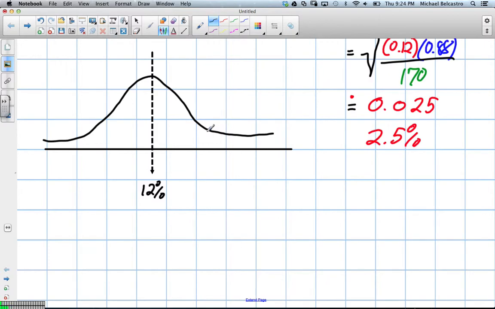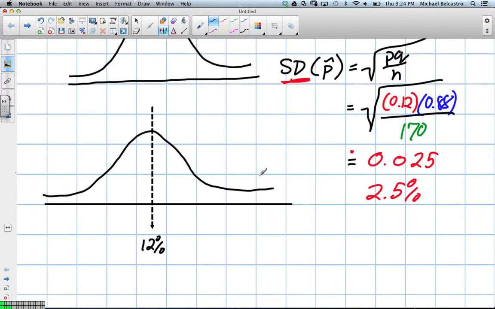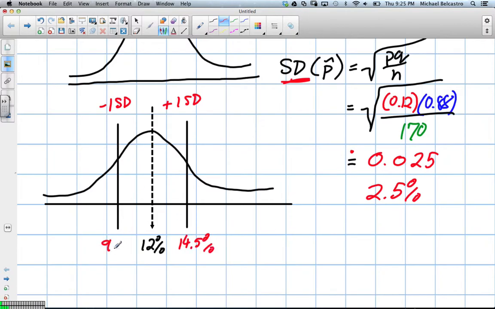Oh, yeah. So we've drawn this. Each standard deviation is going to be 2.5%, so one standard deviation to the right and one to the left. We're adding or subtracting one standard deviation. So what are these percentages going to be? This is 12 plus 2.5, so 14.5%, and to the left we're going to have 9.5%.